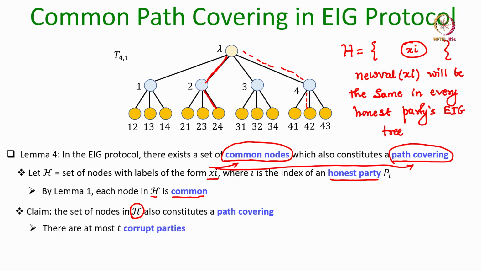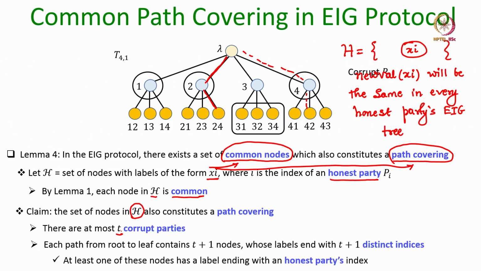And the proof simply follows from the fact that there are at most t corrupt parties, and what we know is that each path from the root to leaf will have t plus 1 nodes, because there are t plus 1 layers, and each node has a label ending with the index of a distinct party. The end index will never get repeated, right.